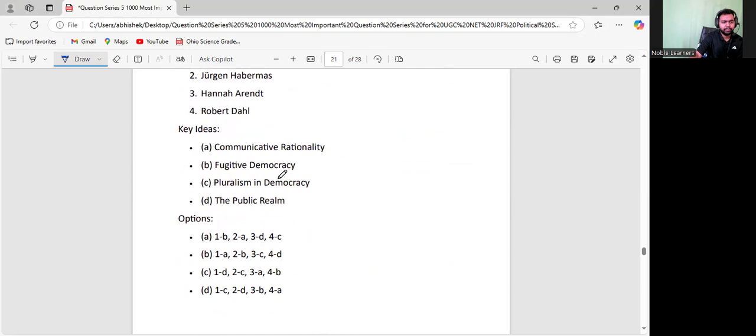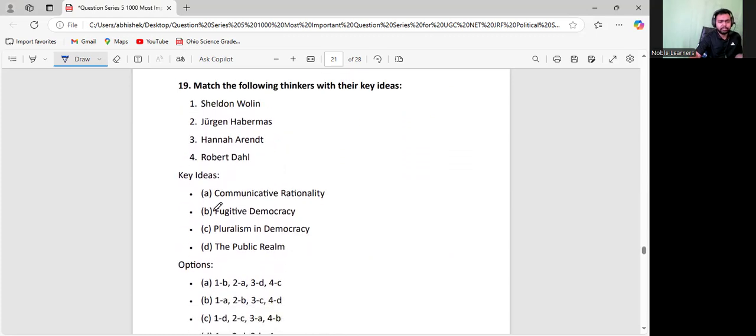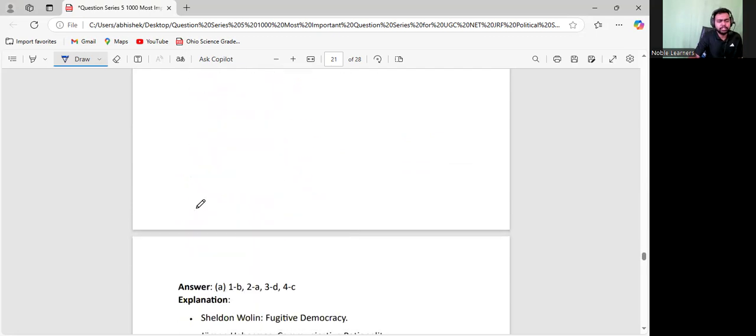Okay, so now Sheldon Wolin gave the concept of fugitive democracy. You are going to match that over there. Then you are going to match pluralism in democracy with Robert Dahl. So if you match the options, that would be option number A.